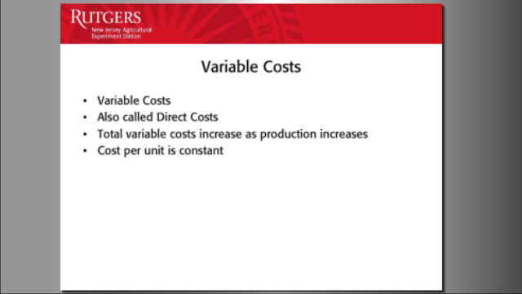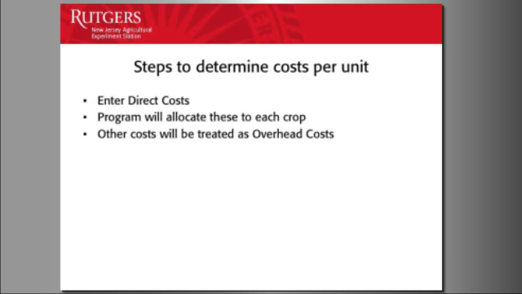Like, you're going to have a bedding plant flat if you're growing bedding plants, so the cost of the bedding plant is pretty constant unless you buy a whole lot more, and then you'll get a quantity discount. So how do you determine the cost per unit?